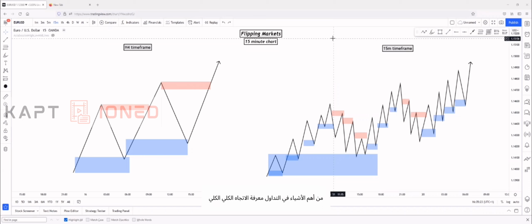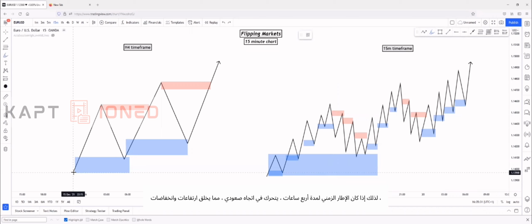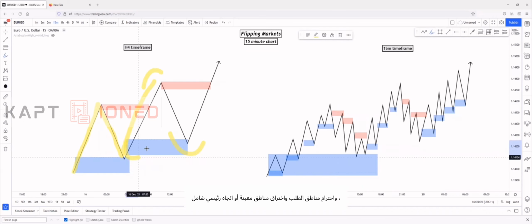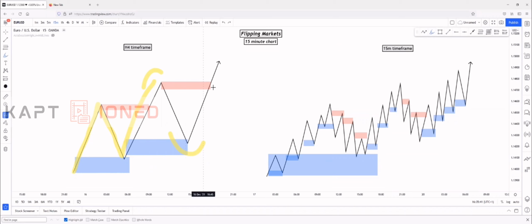One of the most important things in trading is to know the overall market direction on the higher time frame and combine this knowledge with the lower time frame. So if the 4-hour time frame is moving in a bullish trend, creating highs and lows, respecting demand zones and breaking through supply zones, our overall main trend will be bullish.